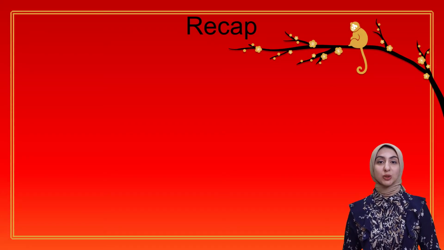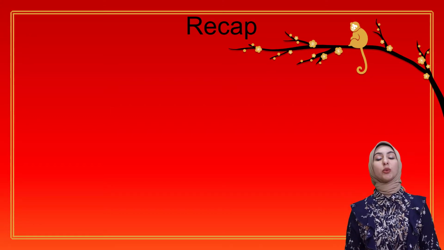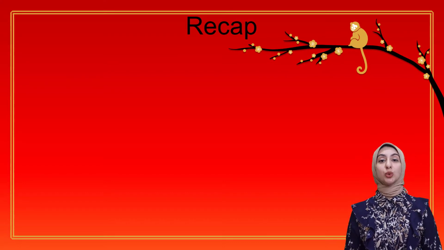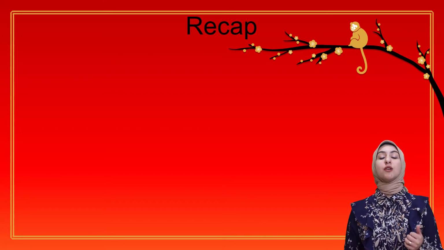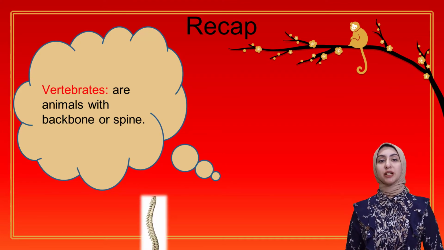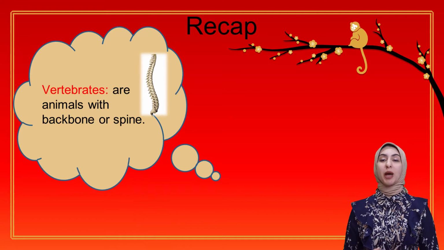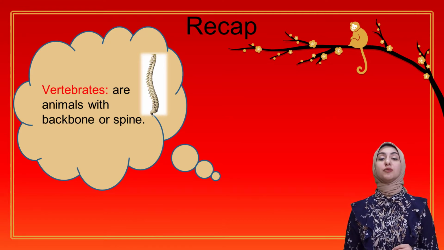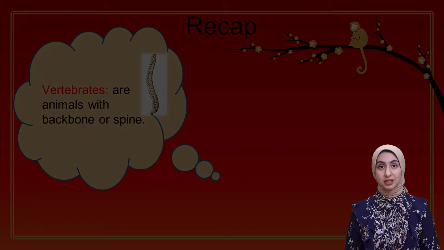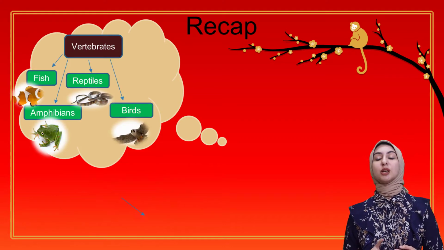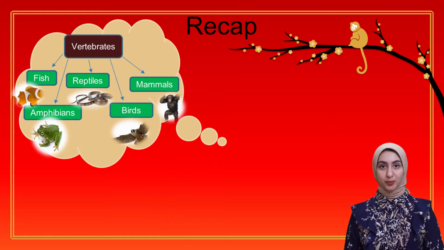Let's begin our lesson today by revising some information from the previous topic. In the previous topic, we talked about the animal kingdom, and we said it is divided into 2 main groups, which are vertebrates and invertebrates. And we talked about vertebrates, which are animals with backbone or spine. And this group of vertebrates is divided into 5 classes, which are fish, amphibians, reptiles, birds, and mammals.